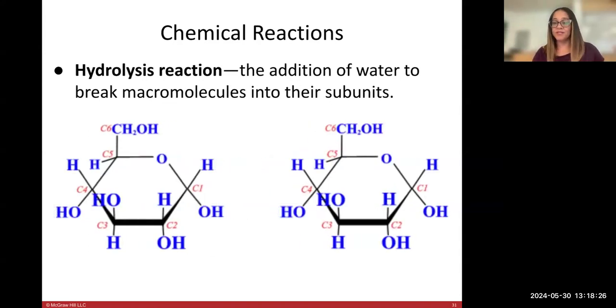Hydrolysis is the opposite. Hydro still means water, but lysis means to split. So you are adding a water molecule in order to split those 2 into singular entities.